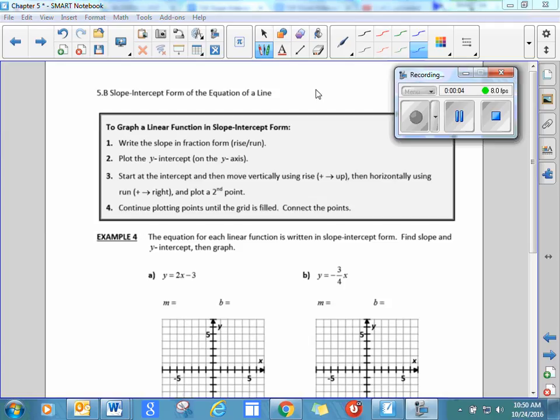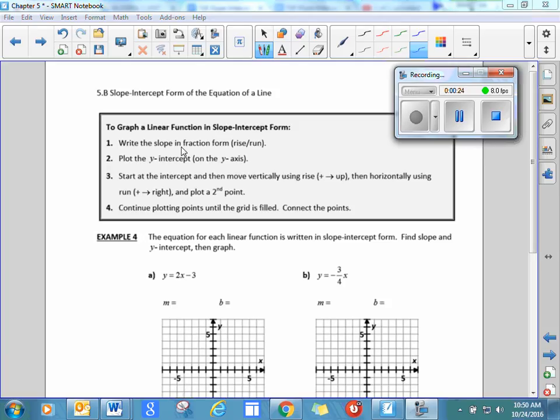More of 5B. We are on page 11, talking about the slope-intercept form again. And we are actually going to plot some graphs now using the equation of the line in slope-intercept form. It's real easy, fun, quick. I think you'll find this really, really easy. So basically, here are the steps.